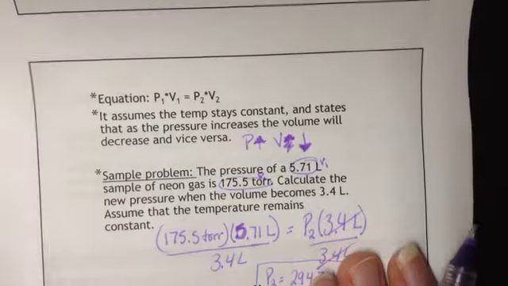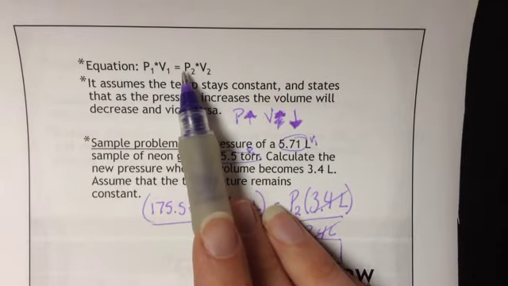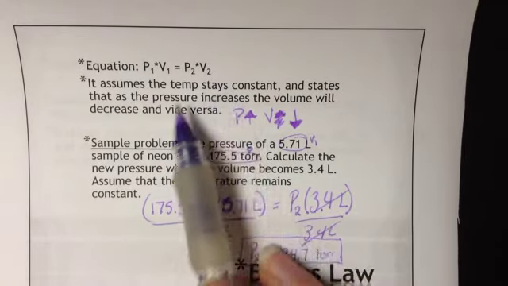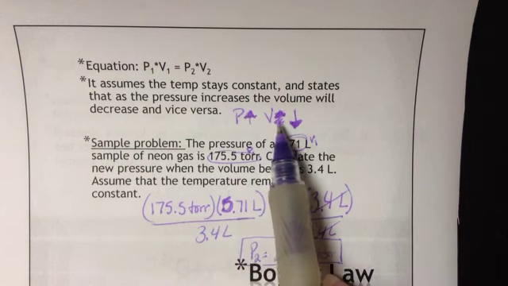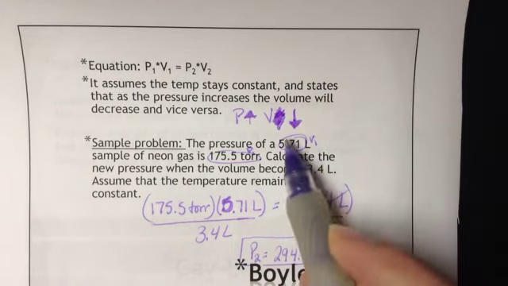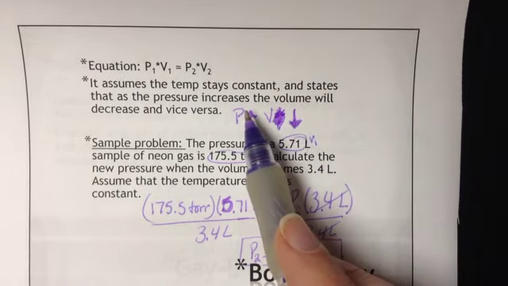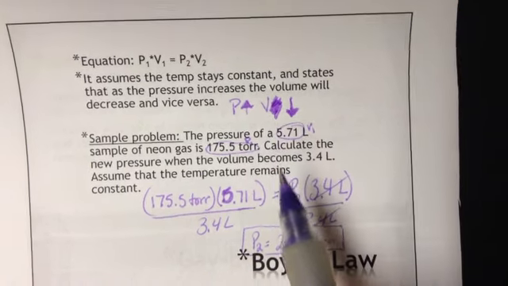So here's kind of an idea with Boyle's law. Here's your equation, P1 times V1 equals P2 times V2. It assumes the temp stays constant, and it states as the pressure increases, the volume will decrease. Okay, so the volume's going to go down. Right there, there's our arrow down if the pressure goes up, and vice versa. So if the pressure drops, the volume will get larger.